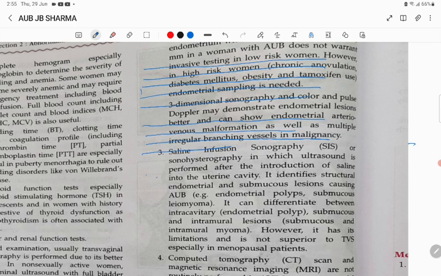Saline infusion sonography or sonohysterography is a procedure in which ultrasound is performed after the introduction of saline into the uterine cavity. It identifies structural endometrial and submucosal lesions causing AUB, such as endometrial polyp and submucosal myoma. It can differentiate between intracavitary endometrial polyp and submucosal intramural lesion. However, it has a limitation: it is not superior to transvaginal ultrasound, especially in menopausal patients.